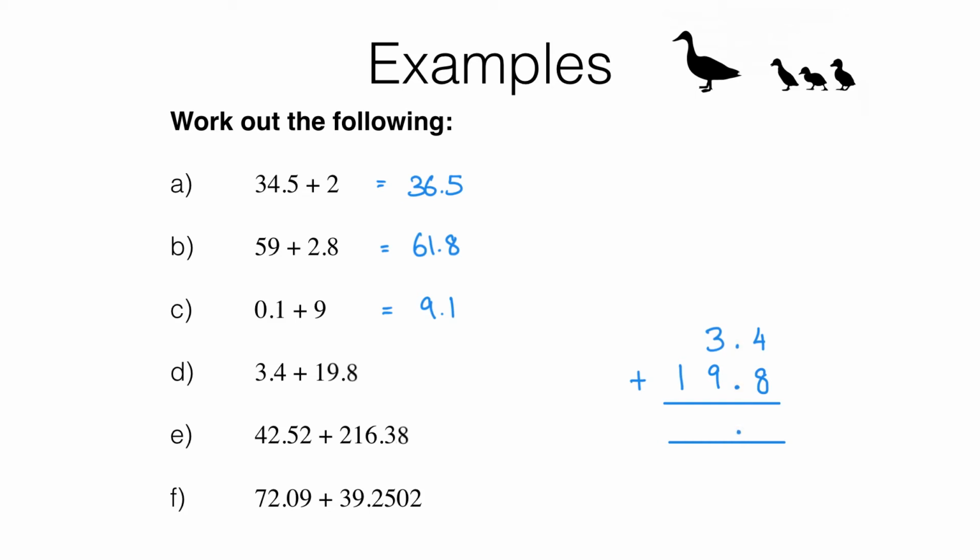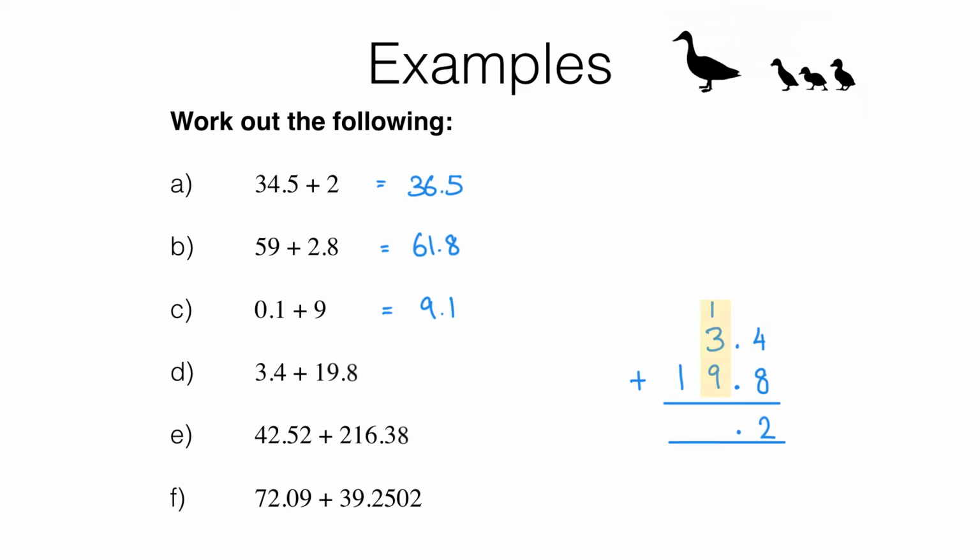And as with normal column addition, we start from the right-hand side. 4 plus 8 is 12, so we're going to put a 2 there and the 1 up there. What we've really done there is taken the 4 tenths and the 8 tenths and realised they added up to 12 tenths. We put 2 of those tenths in the tenths place value column, and we've taken the other 10 tenths and exchanged them for 1 unit, which is why it's gone up there.